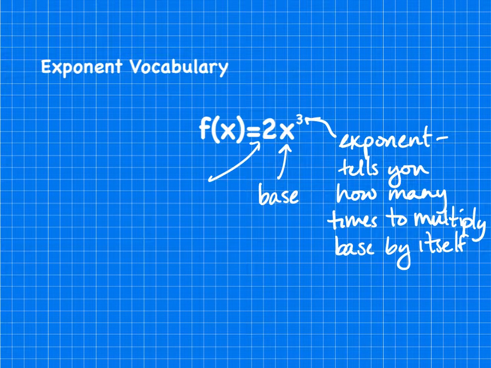And finally, the number in front, this is a coefficient. And the important thing to know about the coefficient is that it is not affected by that exponent, nor is it subject to the exponent rules that you're going to learn today.